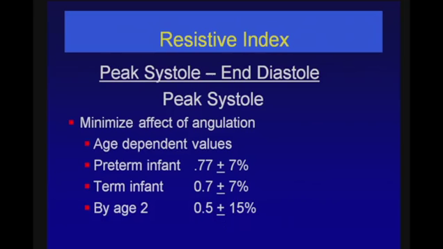Let's talk a little bit about our resistive indices. Now, this is a ratio of peak systole minus end diastole divided by peak systole. This helps minimize the effect of angulation. There are age-dependent values. In the preterm population, the normal RI is typically around 0.77. In term infants, it drops to about 0.7, and by age 2 to adulthood, the normal resistive index is 0.5.